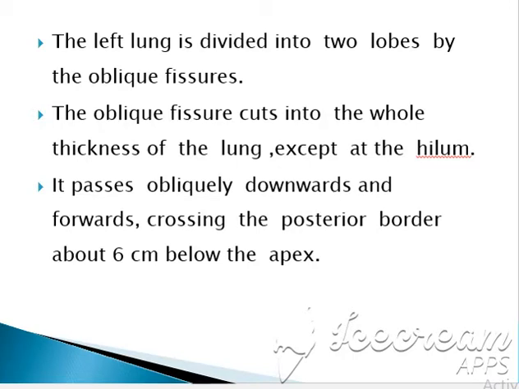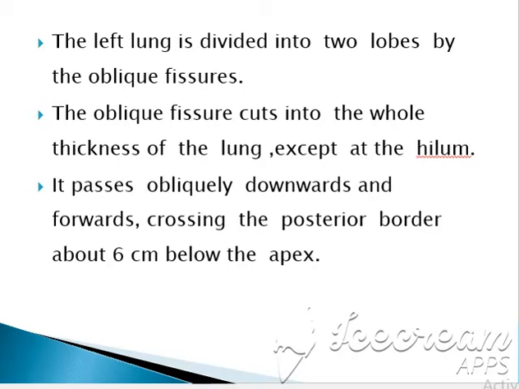Then the left lung is divided into two lobes by the oblique fissure. Means here only one fissure is present and this fissure divides the left lung into two lobes, and that is upper lobe and lower lobe.